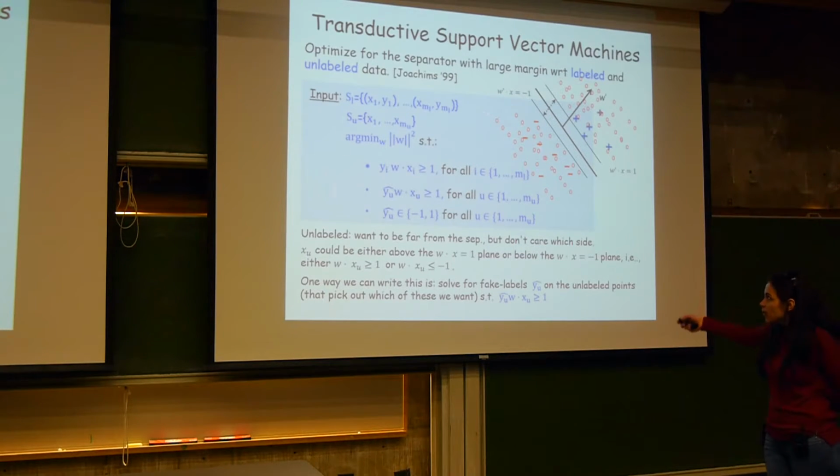That's one way to write down the optimization problem. It's not convex anymore, because I have new variables here.